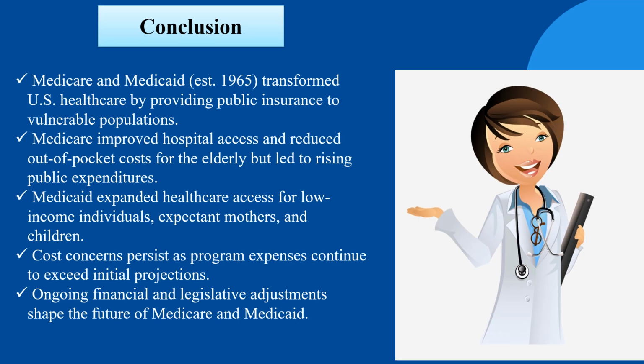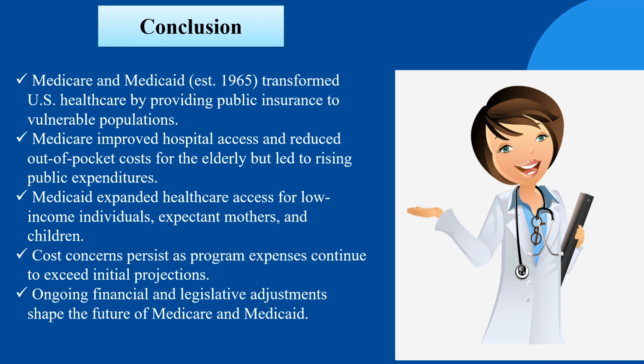So, Medicare and Medicaid, resulting from legislation passed in 1965, dramatically changed the delivery of healthcare in the United States by providing public insurance to vulnerable populations, primarily the elderly and the economically disadvantaged. Medicaid improved access to care, increased healthcare utilization, improved self-reported health outcomes, and reduced catastrophic medical expenses for more than 65 million Americans, and has been instrumental in improving care for expectant mothers and children.